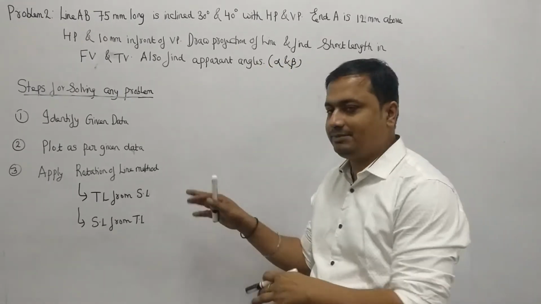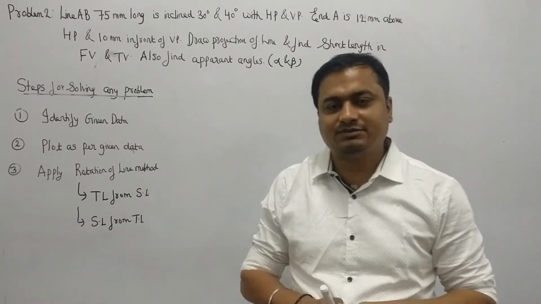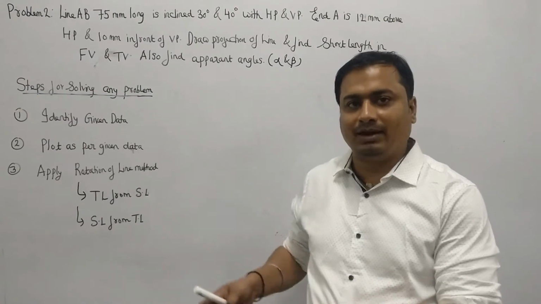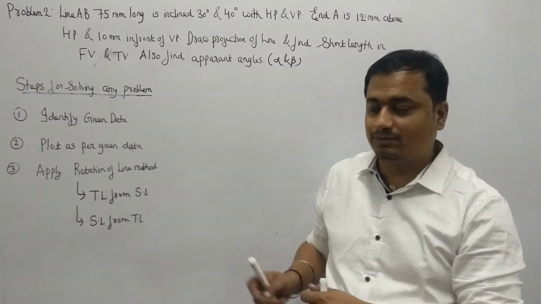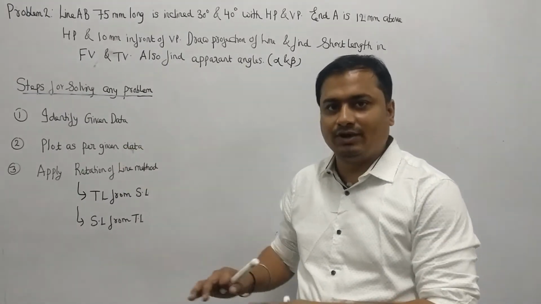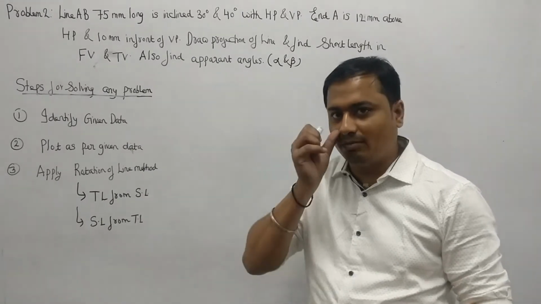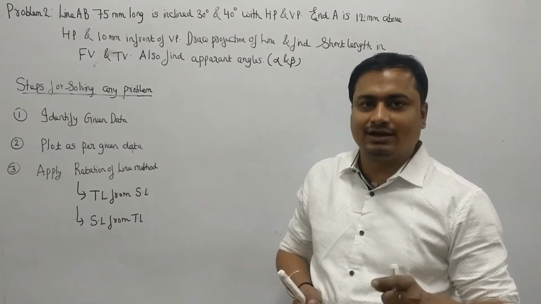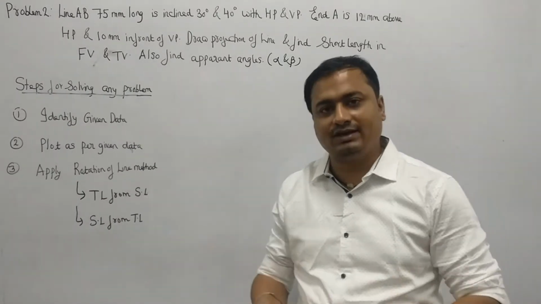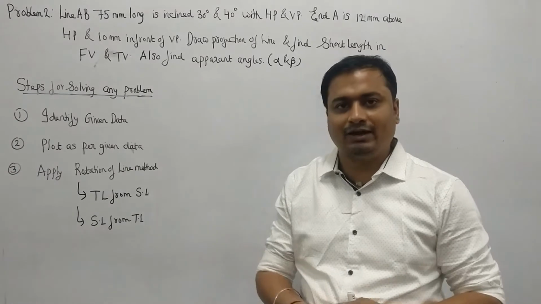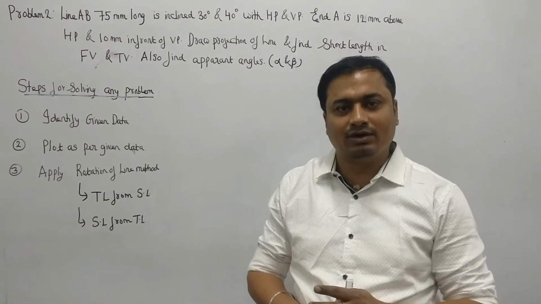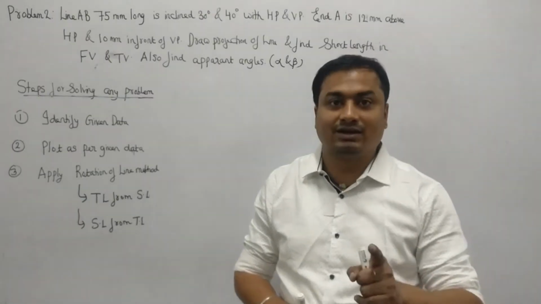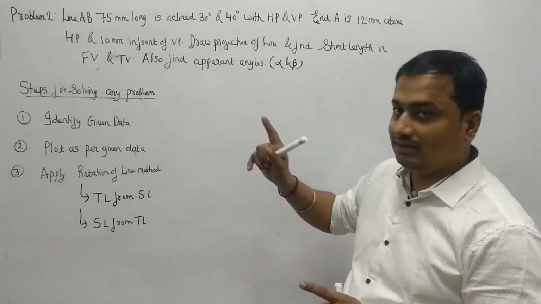Okay. So already I have told you the steps for solving any problem based on the line. These are the 3 steps which we have to apply for solving this problem. The first step says that you have to identify the data. This is a common step for each and every problem. You have to read the problem once, twice, and find out what is given. That is very important. Half of your problem will automatically be solved if you have identified the correct data.